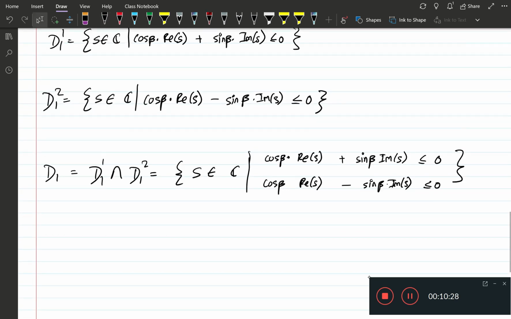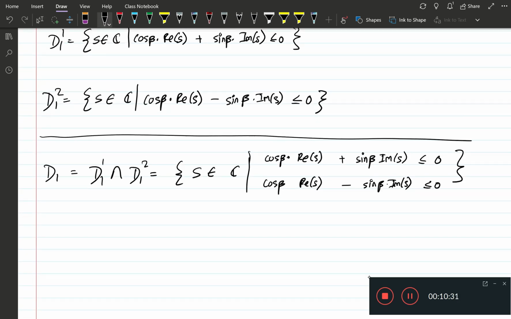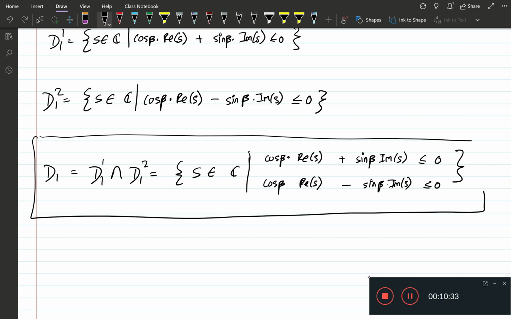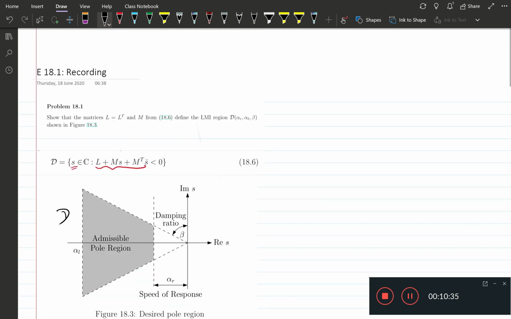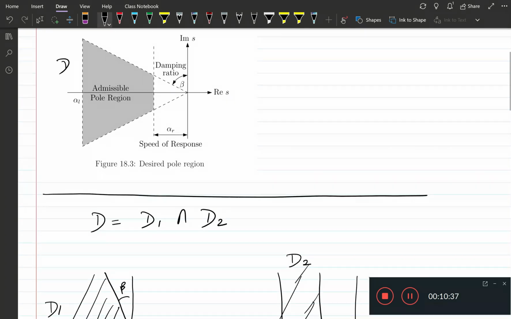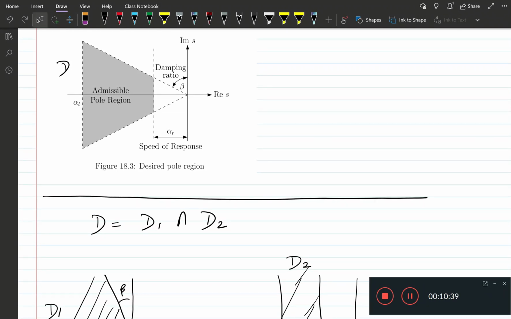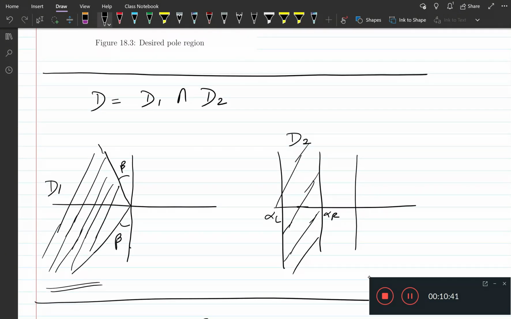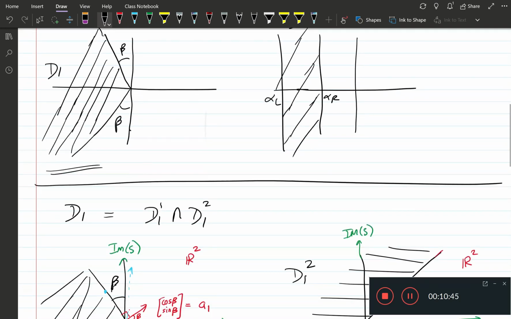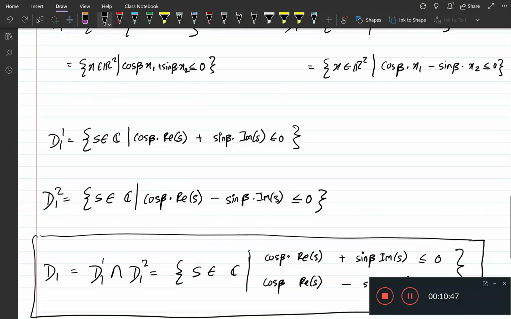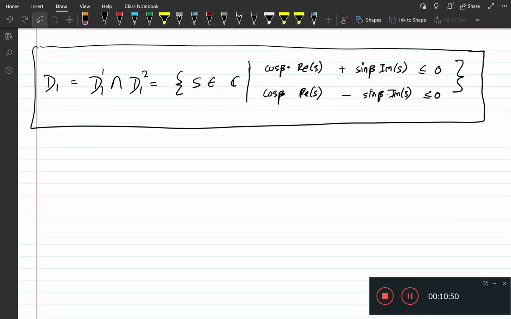Now that correctly characterizes our region D1. Let's note that D1 is still not yet the final region. D1 is this conic region. We will deal with this slab D2 later. But we still do not have an LMI yet. So we want to convert these two conditions into a linear matrix inequality.